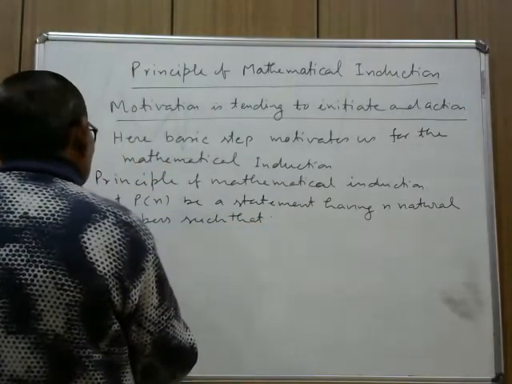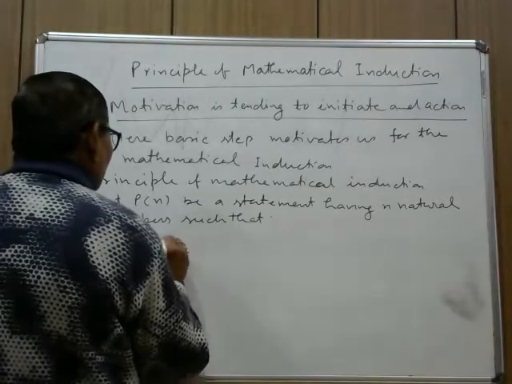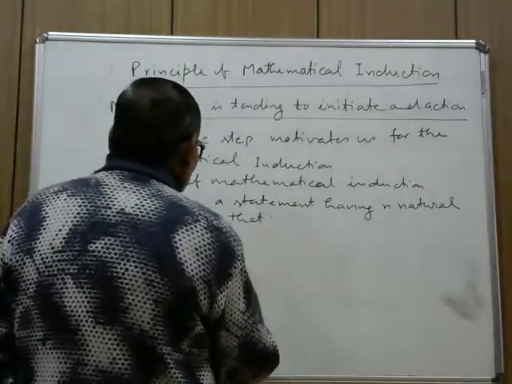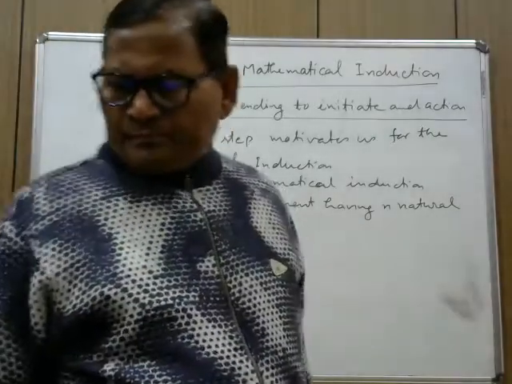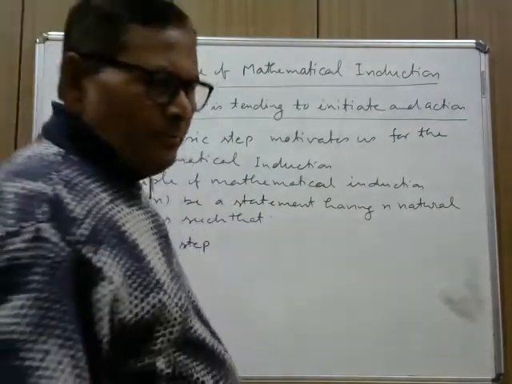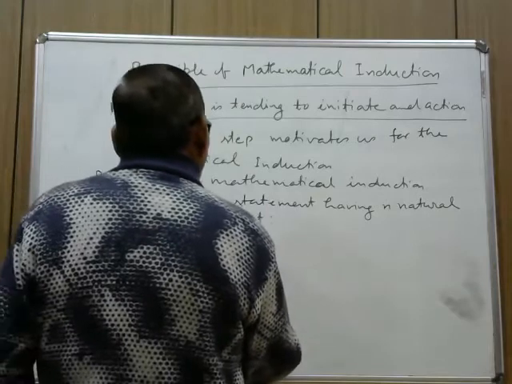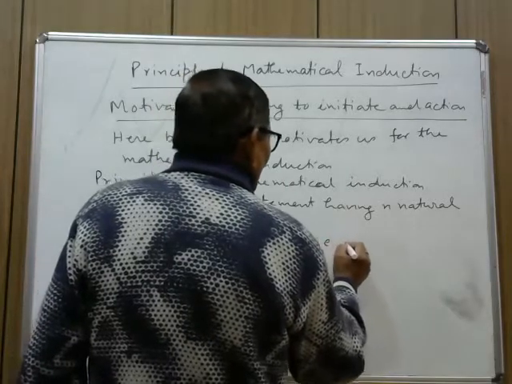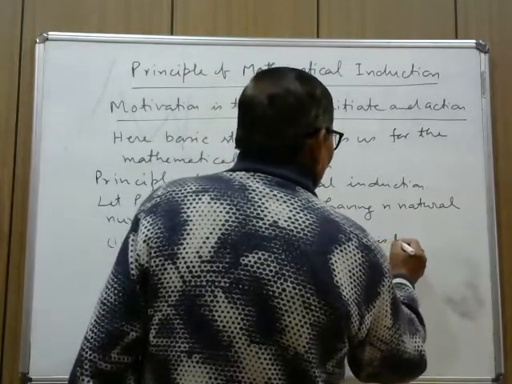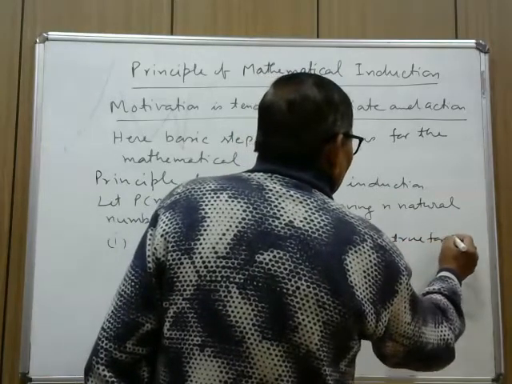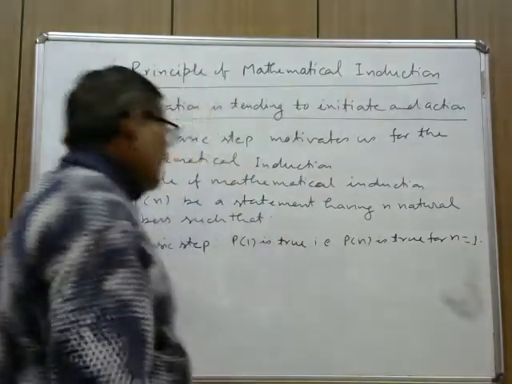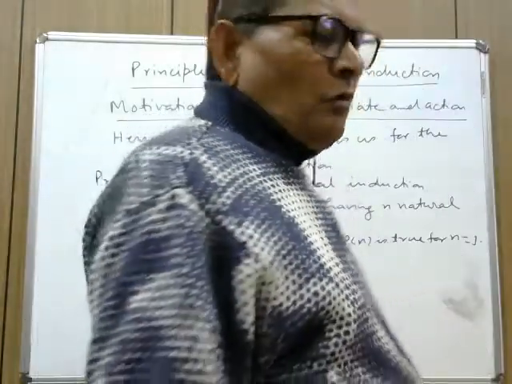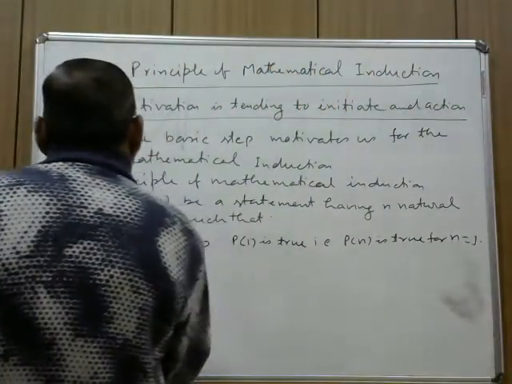Number 1, this is called basic step. In basic step, we are showing that P1 is true. P1 is true is also known as Pn is true for n equals to 1. This is the basic step in which you are showing that the given statement is true for n equals to 1. Second, induction step.